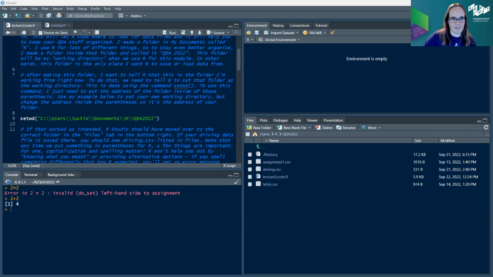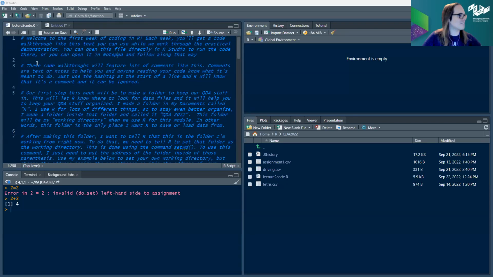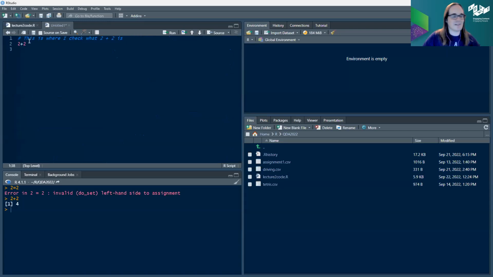All right, now if you download the file that's just called lecture2code.r, it won't have that extra 2 in parentheses. Download that, throw it in your QDA folder, and either open it in Notepad or open it in R, and that should be a lot more helpful. That'll have all of these instructions like welcome to the first week of coding in R. Anyway, yeah, up here is your script.